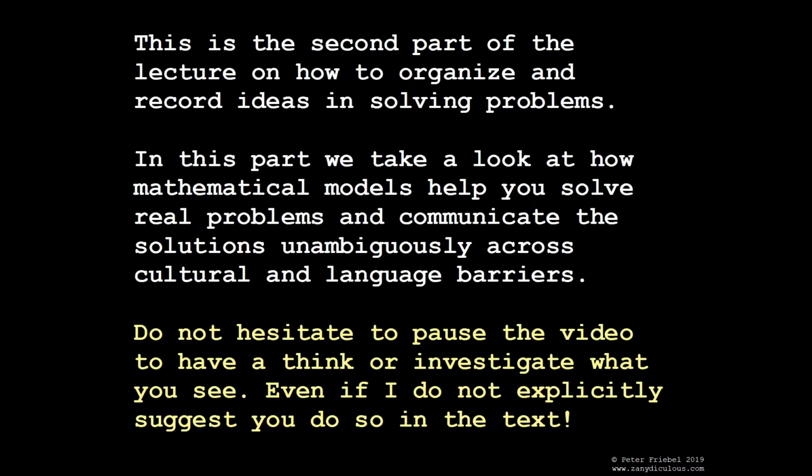This is the second part of the lecture on how to represent ideas in solving problems. In this part we're going to have a look at how mathematical models help you solve problems. Also, mathematical models really are good in communicating the solutions of problems, because you might not have thought about it, but math is totally unambiguous and crosses all cultural and language barriers. And as always, do not hesitate to pause the video whenever you need it.